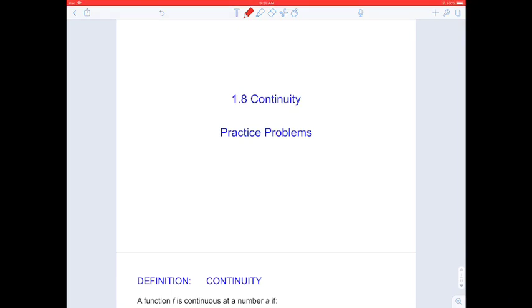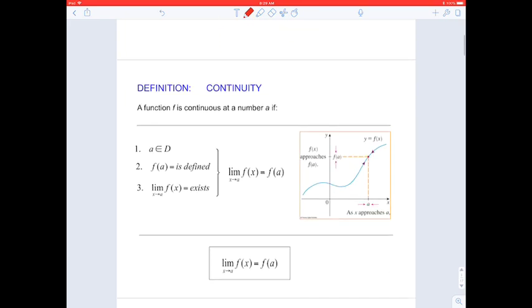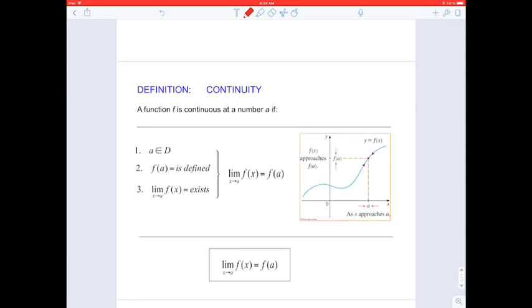Hi, this session is about the continuous function. Let's solve a few problems. Before the problems, let's look at the definition.